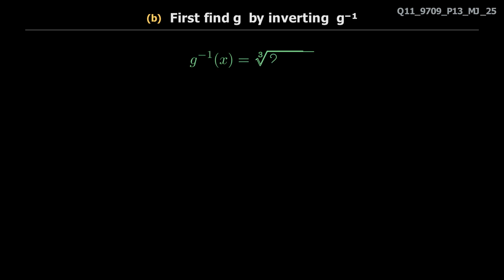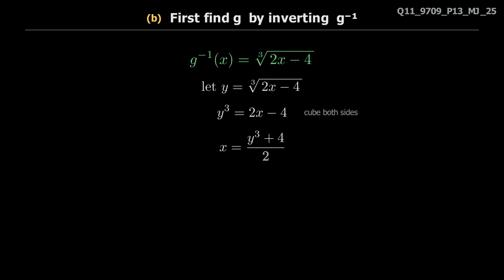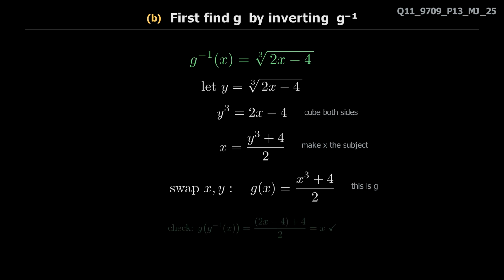Start from g inverse. Part B. Invert g inverse by letting y equal the cube root. Cube both sides. Make x the subject. Swap x and y to write g of x. Check. g of g inverse returns x.